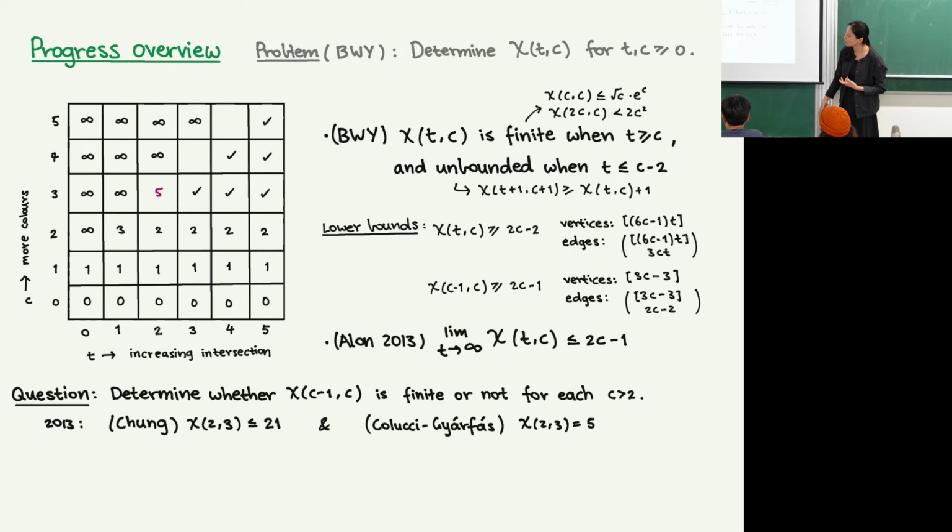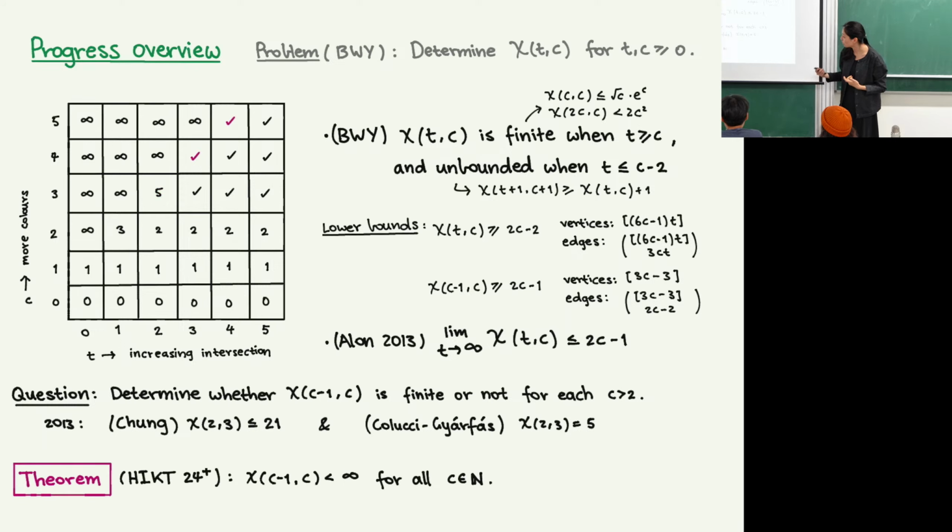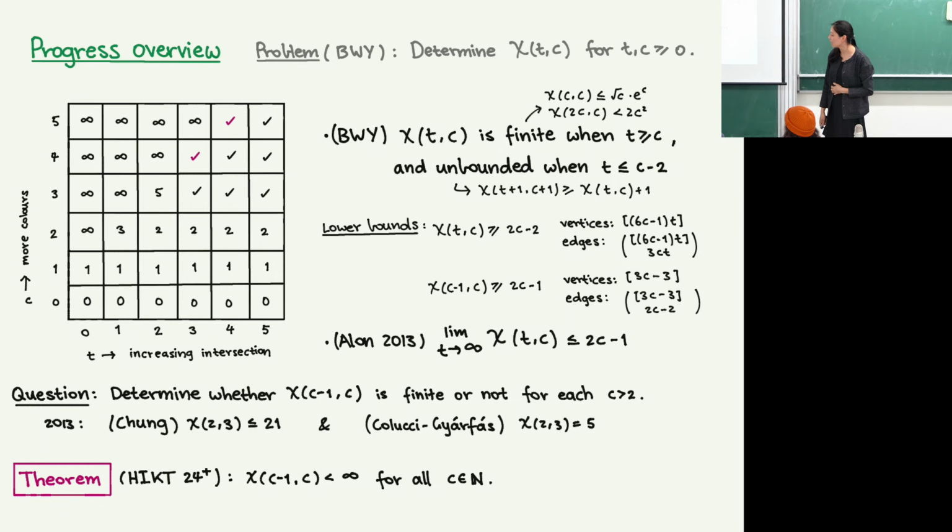But actually nothing more was really said about this for 10 years until we picked it up earlier this year. And so what we've now been able to show with Kevin, Freddie, and Nina is that actually chi c minus 1, c is indeed finite for all c in the natural numbers.